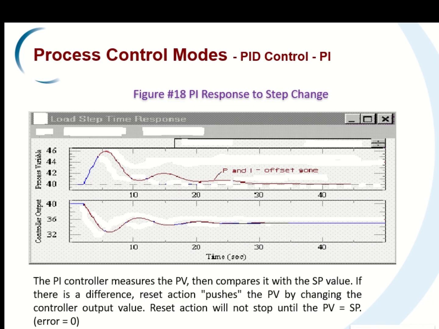The PI controller measures the PV, then compares it with the set point. If there is a difference, the reset action pushes the PV by changing the control output value. Reset action will stop when PV is equal to SP, or SP error is 0 actually. So a proportionally tuned PI controller will produce a recovery as shown in this figure actually.